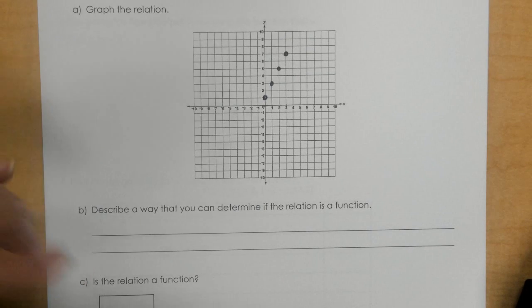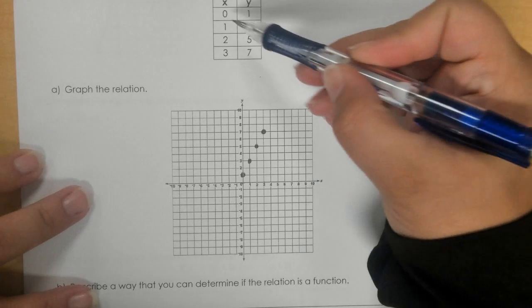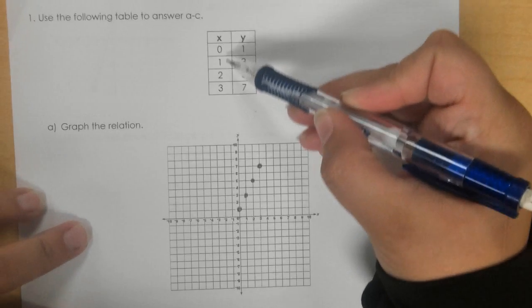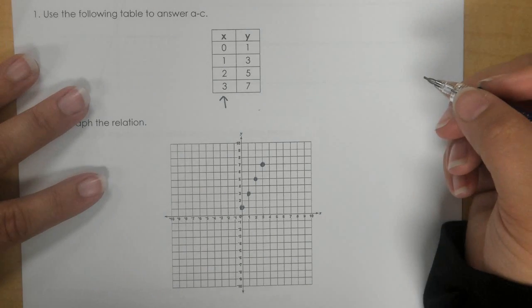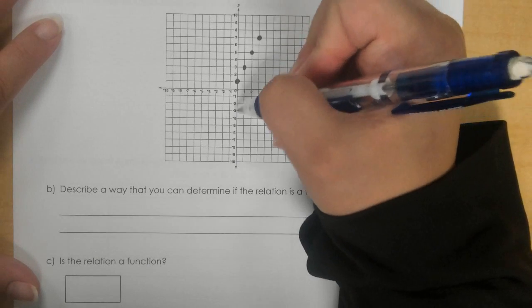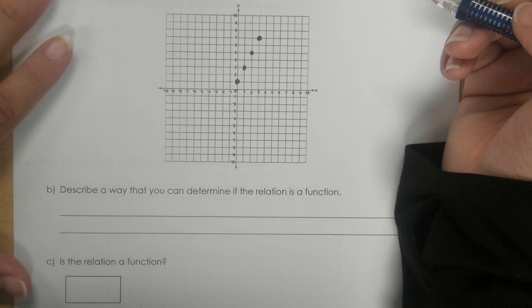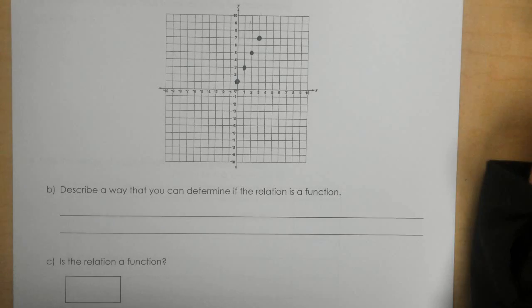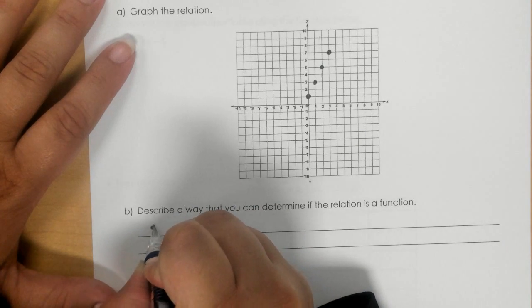So we could describe it in two ways. We could say that this is a function because none of the x values in the table repeated, okay? So the x values did not repeat, okay? We could also draw a vertical line on all of these and see that only one point touches the line each time, so it passes the vertical line test. So you could write either one of these.